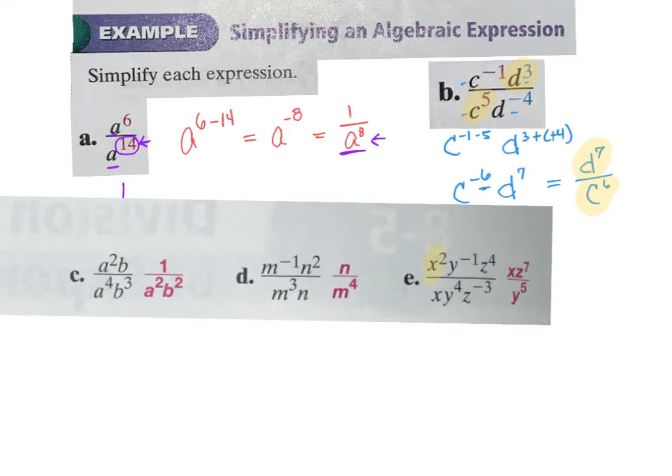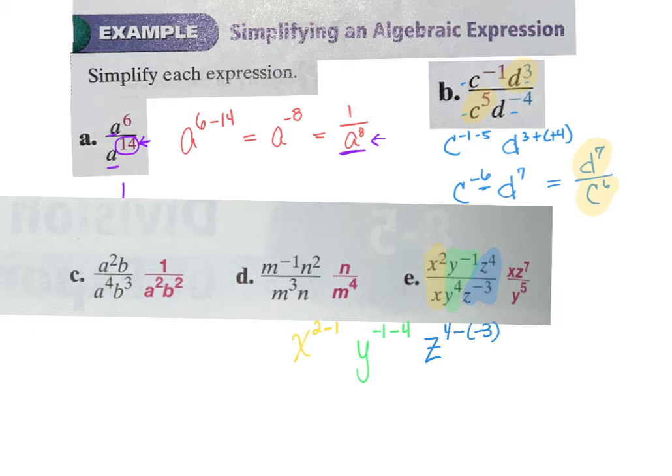So we're going to look at the x's first. For the x's, we have x to the 2nd minus x to the 1st. So we're going to say 2 minus 1 there. For the y's, we are going to say y to the negative 1 minus 4. And then for our z's, we will have z to the 4 minus negative 3.